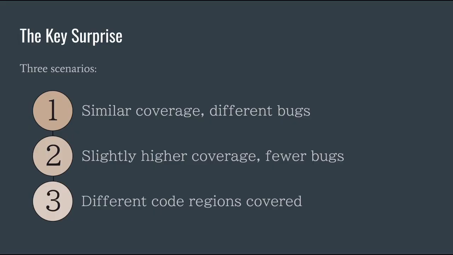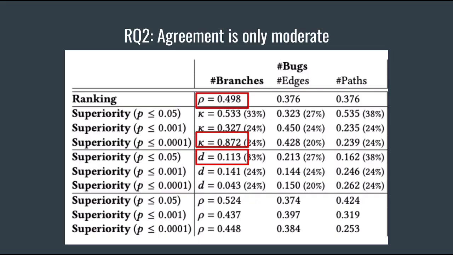So the right question isn't, is coverage correlated? It's, does coverage lead to the same conclusions we could get if we evaluated fuzzers by actual bugs? That's exactly what they test next with agreement metrics. Agreement is only moderate. So RQ2 is the core result. How much do coverage and bugs agree on conclusions?